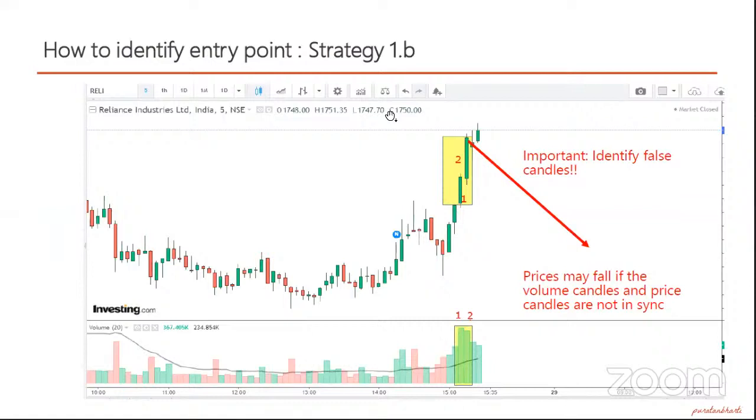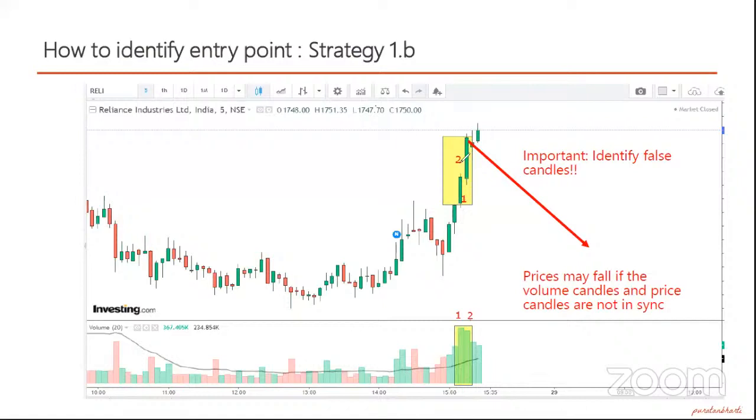So are all the volumes the correct volumes, are there any false volumes also? Yes, there are some false volumes. How do I identify that? I'll just tell you. Just 1 second, very quickly. Yeah. So are there any false volumes? Yes, certainly there are.